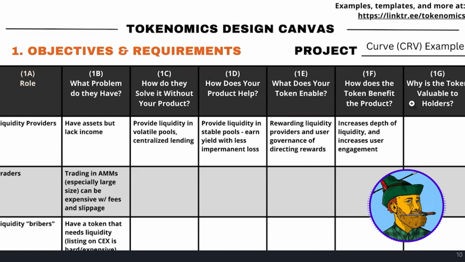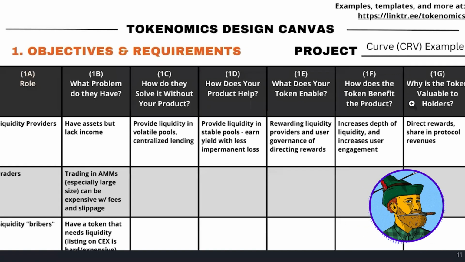And finally, why is the token valuable to holders? Well, if I'm a liquidity provider and I'm holding the token, I can choose how to direct the rewards. I can choose to direct them to pools that I'm providing liquidity in, and I can share in the protocol revenues. Again, this might not work for everyone. For something like this, you would especially want to talk to a lawyer, but in Curve's case, they do pay distributions from protocol revenues to holders of CRV tokens, and that is one of the values to holding those tokens. So that's filling out the objectives and requirements sheet.